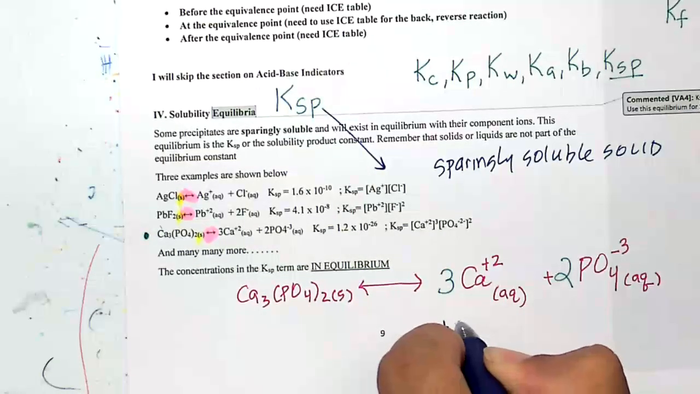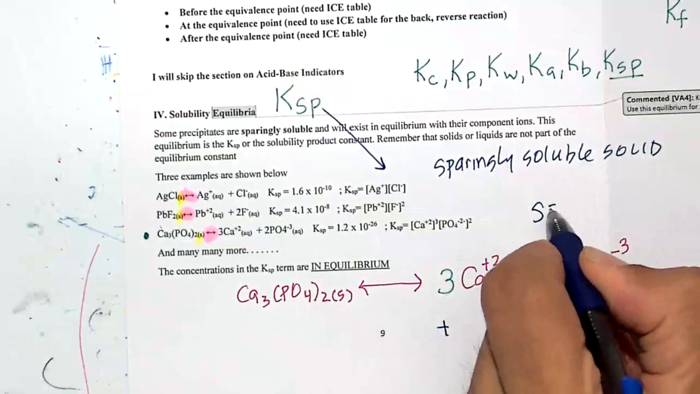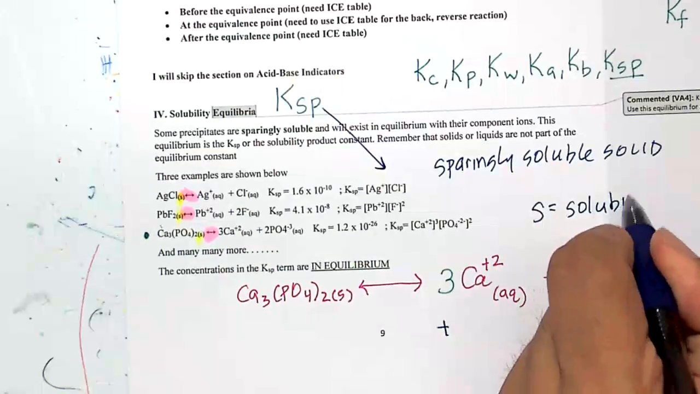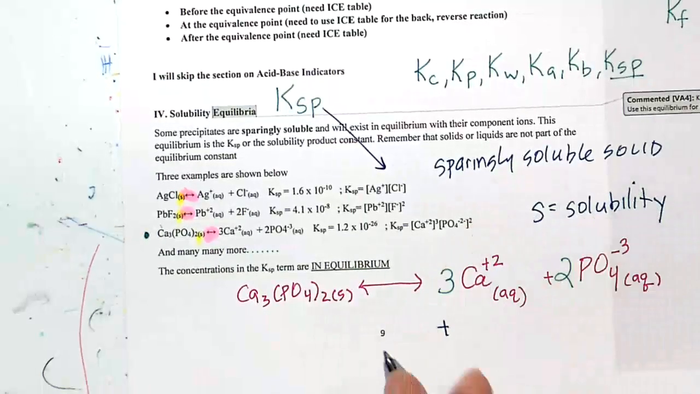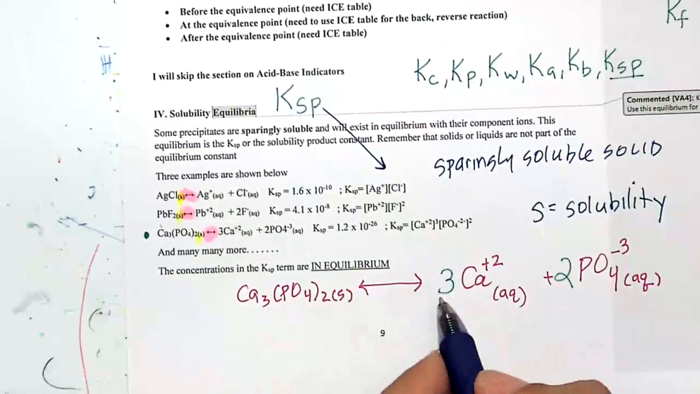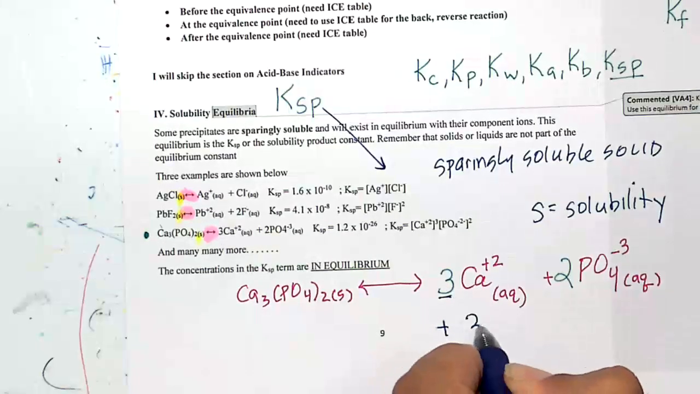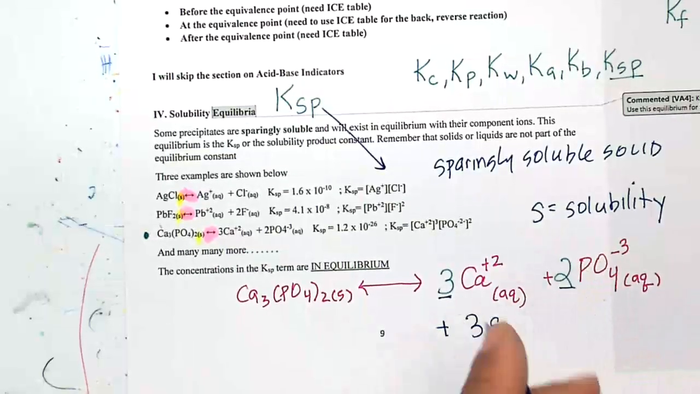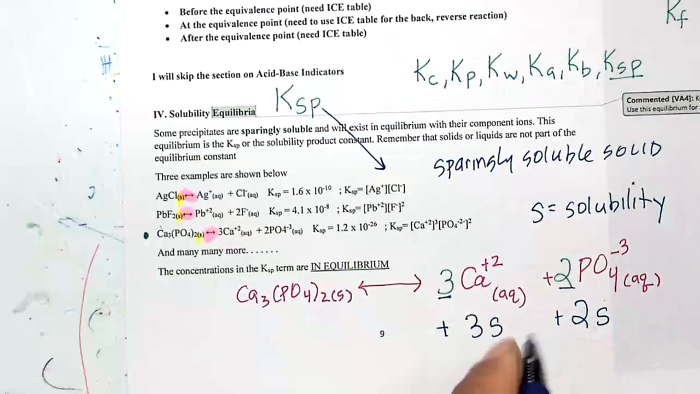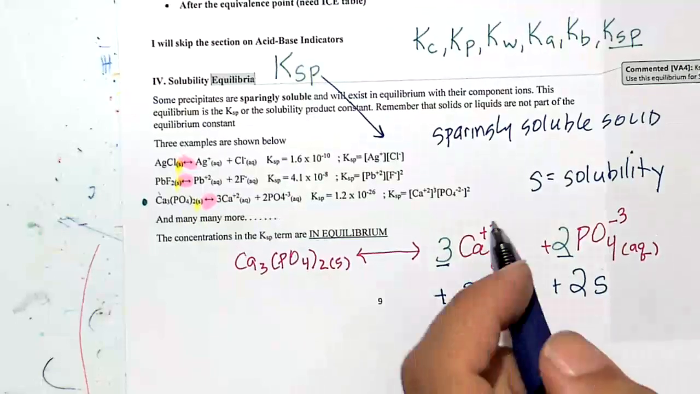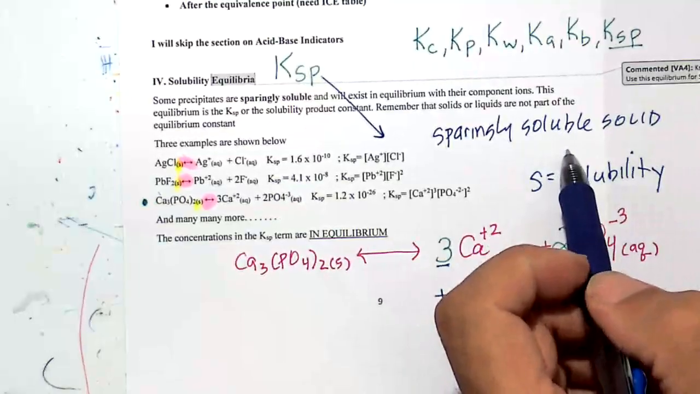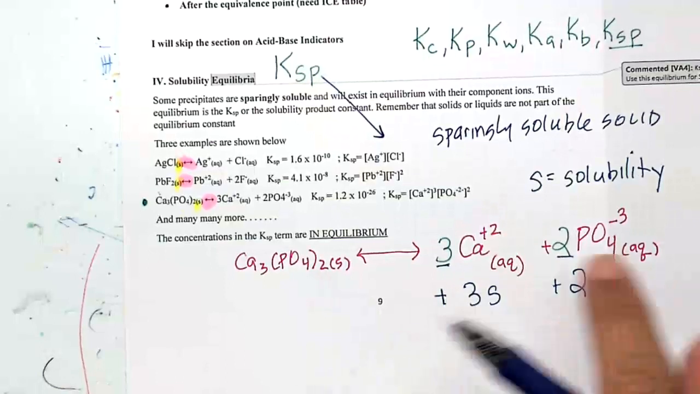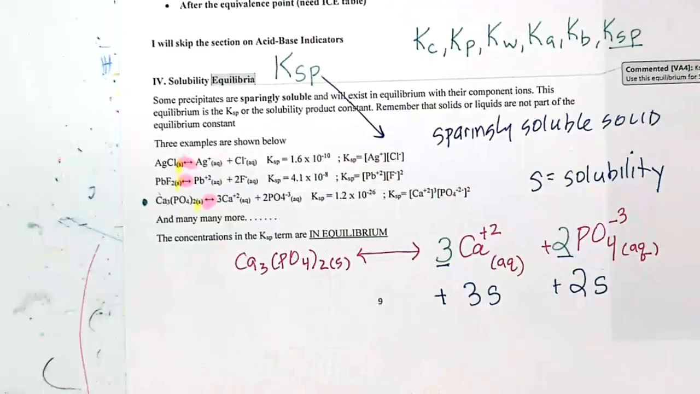We're going to say plus S. S stands for solubility, not X, but S. But how much S? 3S. And this is plus S, but how many S? Plus 2S. So instead of X, they use S for solubility in the KSP. How much of that solid dissolves back into water as its component ions?